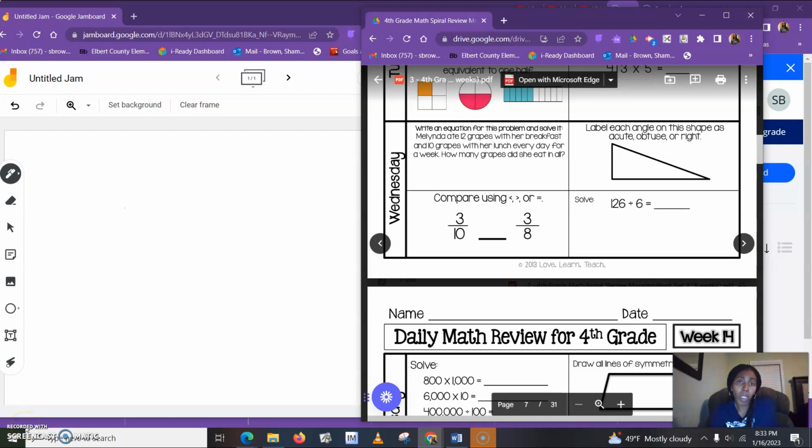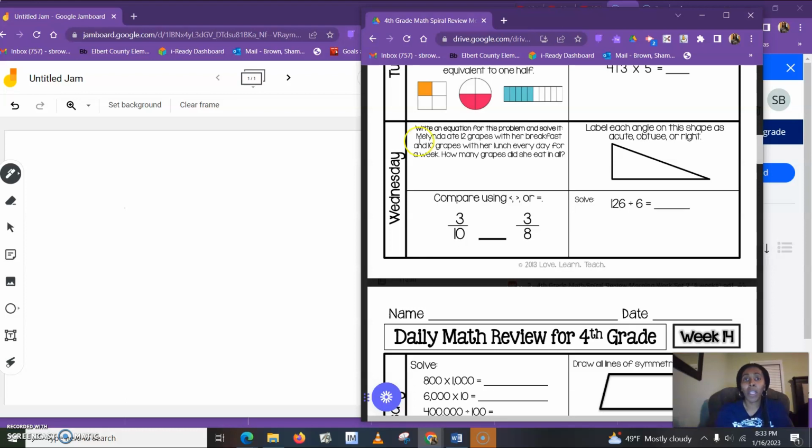Hello, this will be Wednesday's homework for this week. The first one says, write an equation for this problem and solve it.